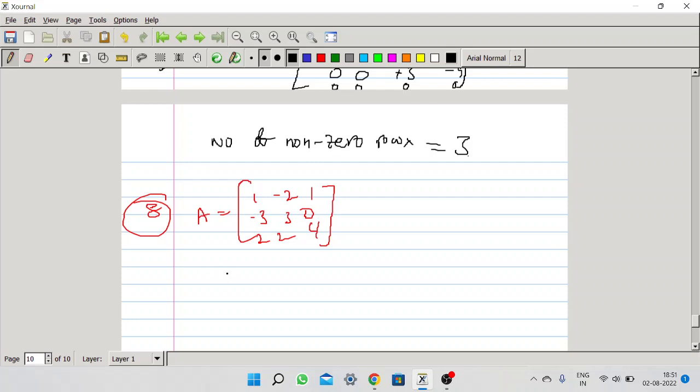is consistent. It is said Ax equal to b is consistent for every b belongs to R cube. B belongs to R, sorry, b belongs to R. It should be R cube, right? Okay, let me write whatever it is.